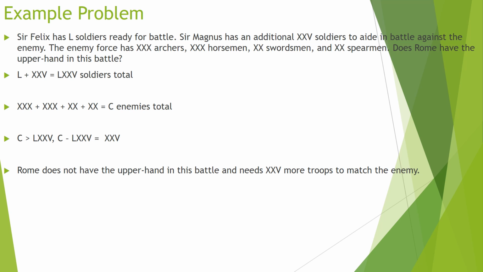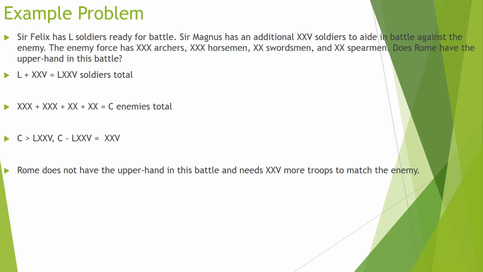Alright, so here I have an example problem set up to help understand Roman numerals a little bit better. The problem is, Sir Felix has 50 soldiers ready for battle. Sir Magnus has an additional 25 to aid in battle against the enemy. The enemy force has 30 archers, 30 horsemen, 20 swordsmen, and 20 spearmen. So does Rome have the upper hand in this battle?